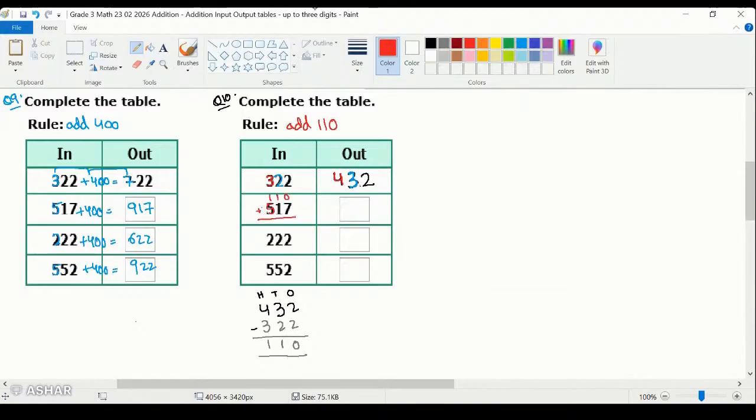So 517, that means we add 110. It becomes 0 plus 7 is 7. 1 plus 1 is 2. 5 plus 1 is 6. Plus 110 would mean 0 plus 2 is 2. 1 plus 2 is 3. And 1 plus 2 is 3. 627.